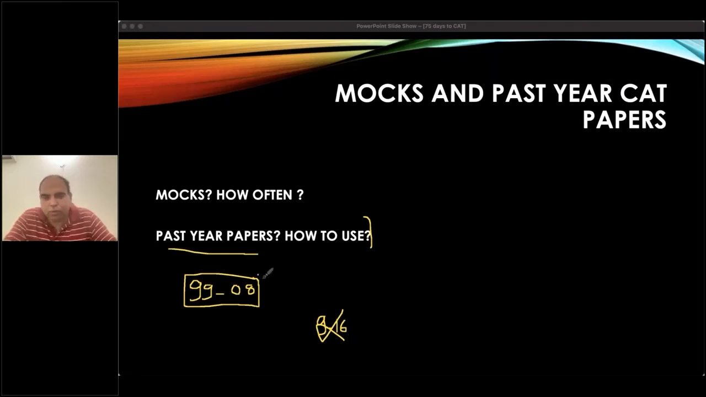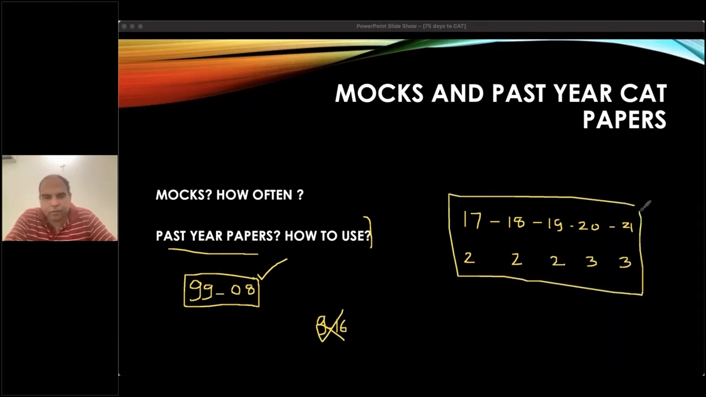So 99 to 2008 papers you should use chapter wise mostly, and 17, 18, 19, 20, 21 को तुमको these should be part of your mock series. These should be part of a mock series. So two papers of 17, two papers of 18, two papers of 19, three papers of 20, and three papers of 21. These 12 papers should be part of a mock series. So ये जो 40 mocks मैंने बोला था, उस 40 में this can be included. Or if you want to be safeguarding yourself further, you can do 40 plus this.